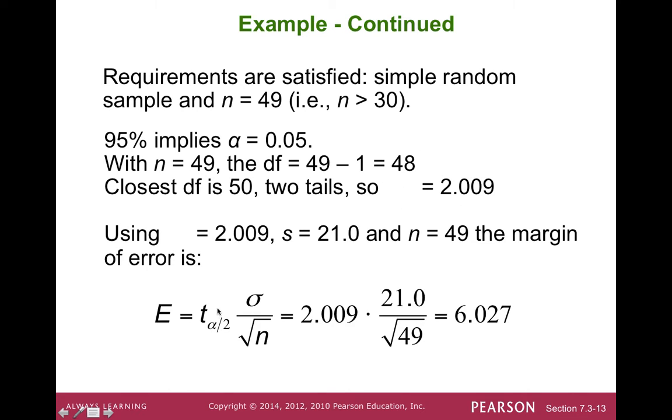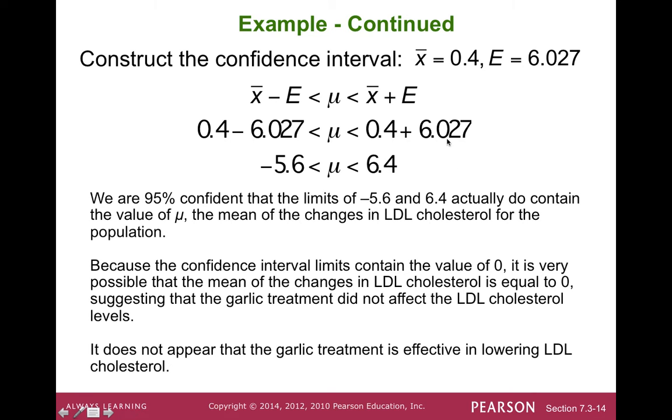So let's plug everything in. We basically have our critical value, which, once we went through and did our degrees of freedom, we found to be 2.009. Then we're going to multiply that by our standard deviation divided by the square root of n, which is 49. When we do out that math, we wind up finding our margin of error is 6.027.